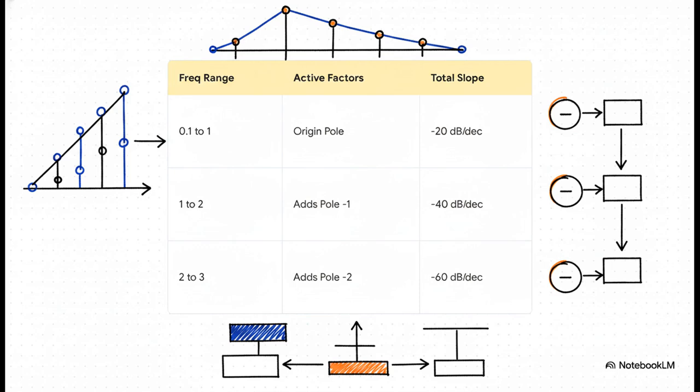From 0.1 to 1 radian per second, a pole at the origin gives us a -20 slope. But right at 1 radian per second, boom, a new pole activates. We just add its -20 slope to our current one, giving us -40. At 2 radians per second, a third pole kicks in, dropping our total slope down to -60. It shows exactly how mapping a complex system response is literally just sequential graphical addition.